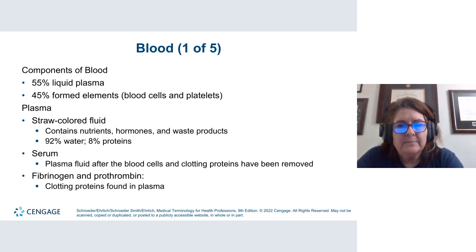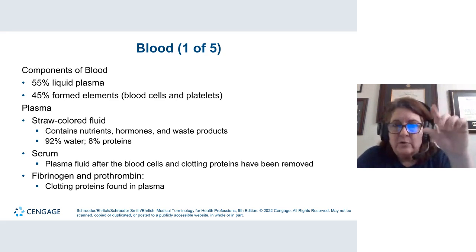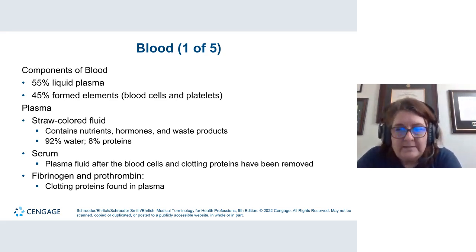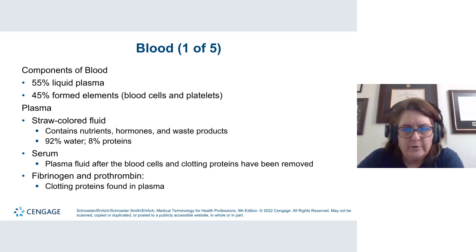So there's different components of blood. You have plasma. 55% of your blood is plasma. If you use a centrifuge and spin your blood down, you'll know that it's red near the bottom. It's the red blood cells, and the top portion is like a straw colored liquid. That's your plasma and white blood cells. Plasma, the straw colored fluid, has nutrients, hormones, waste products. The serum is plasma fluid. And then in your plasma, you have clotting factors, the fibrinogen and prothrombin.